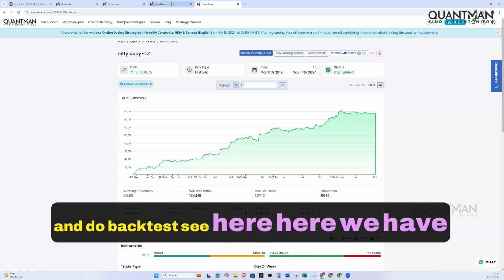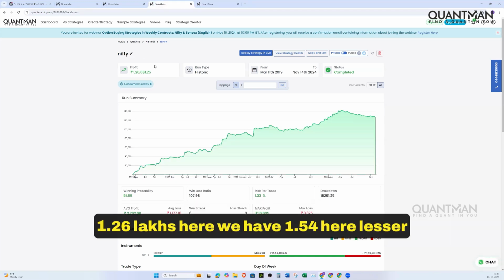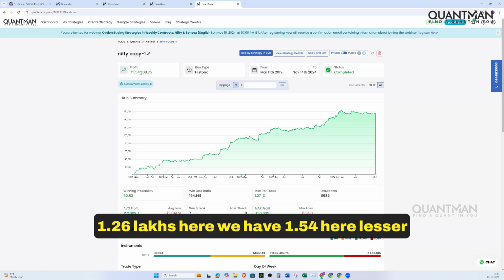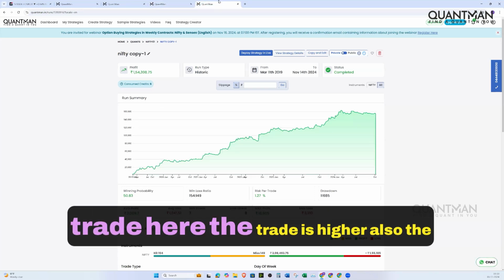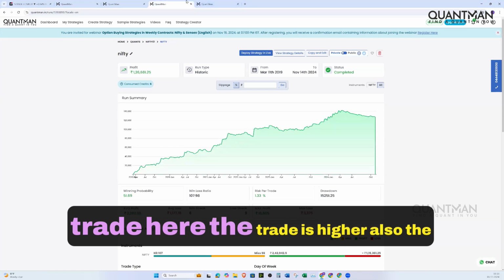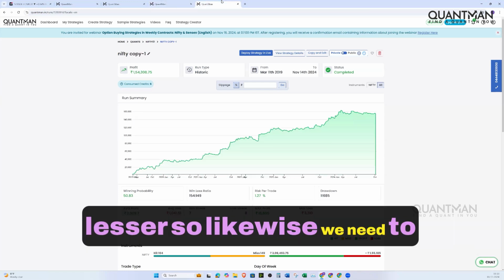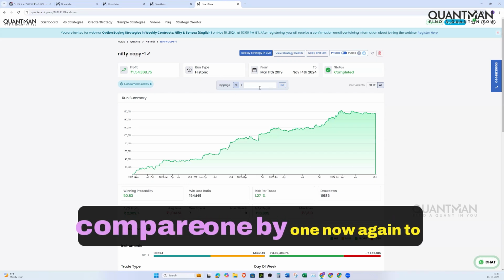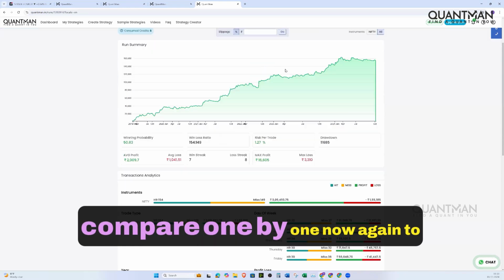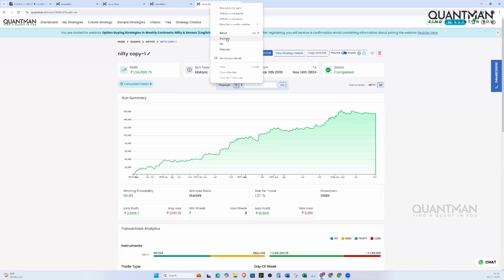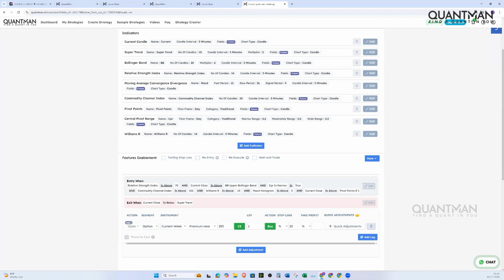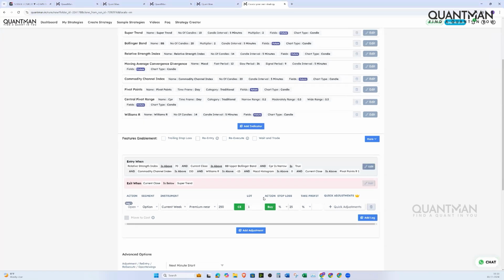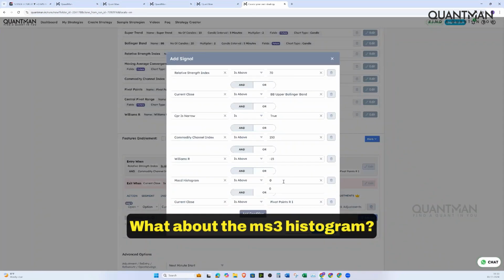See here. Here we have 1.26 lakhs. Here we have 1.54. Here lesser trades. Here the trades are higher. Also the drawdown is higher. Here drawdown is lesser. So likewise we need to compare one by one. So now I again duplicate with the same condition as it is. What about the MACD histogram is above MACD signal?